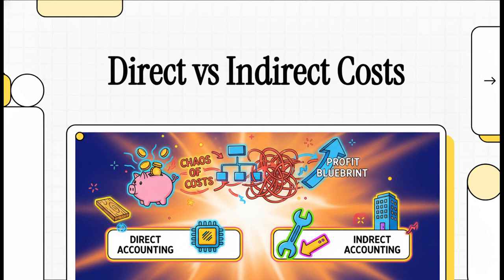Look, if you've ever stared down a business ledger and felt totally overwhelmed by the absolute chaos of all those costs, well, you're in exactly the right place. Today, we're going to break down the ultimate profit blueprint in this explainer by demystifying one of the most crucial concepts in business, the difference between direct and indirect accounting.